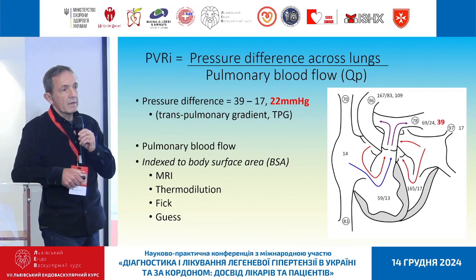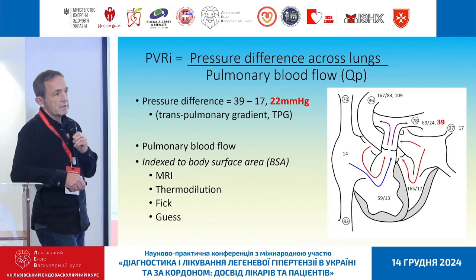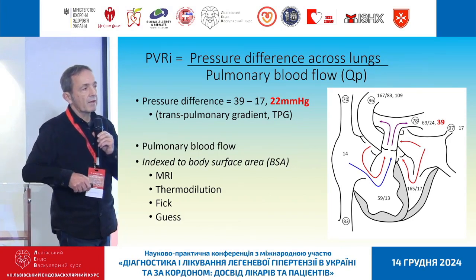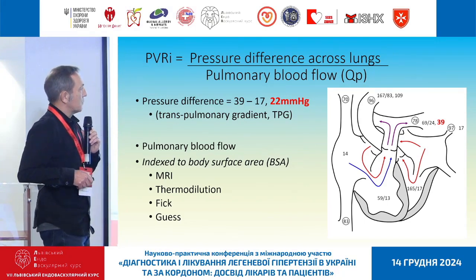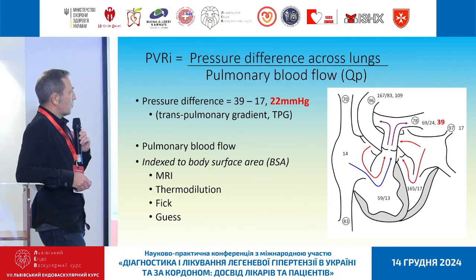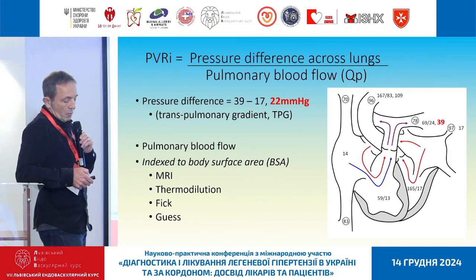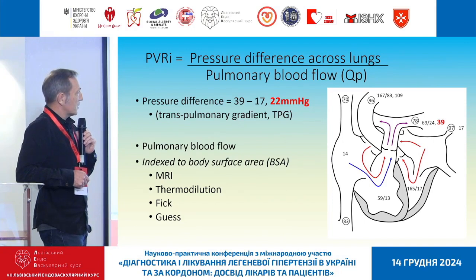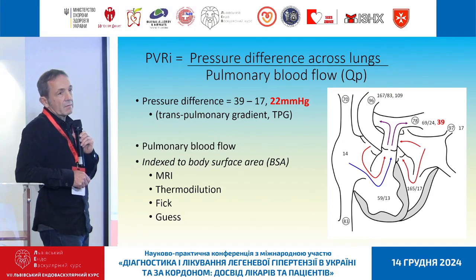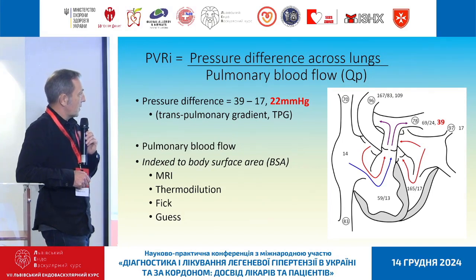We then would normally look at the pulmonary vascular resistance indexed. So this is the pulmonary vascular resistance for body surface area, and certainly in children it's extremely important you do that and correct it for body surface area. And the top bit of the equation, the pressure difference across the lungs, is very easy to measure. It's the mean pressure in the pulmonary artery less the mean pressure in the pulmonary veins. And that's also the transpulmonary gradient, which is another good measure of pulmonary hypertension.